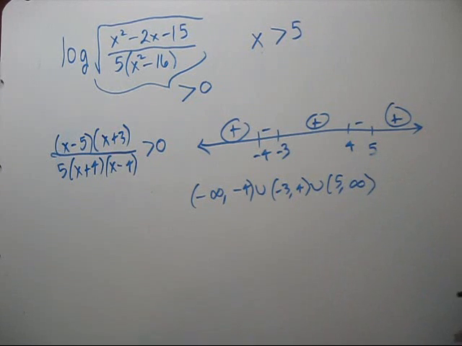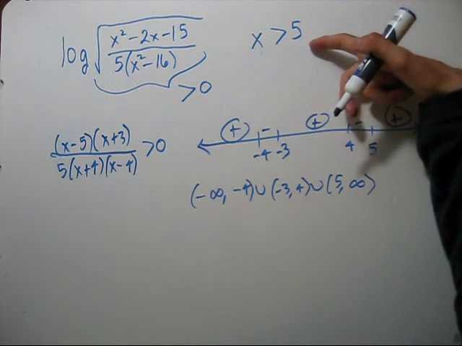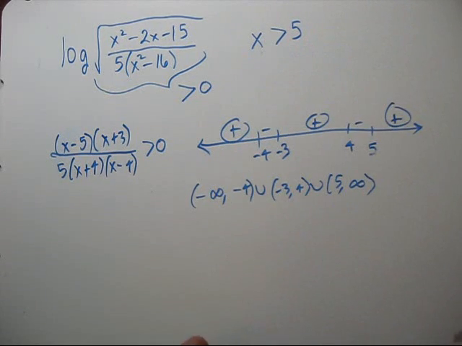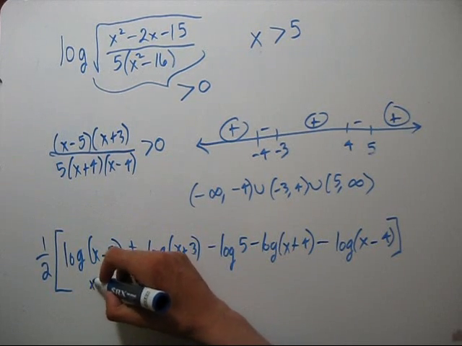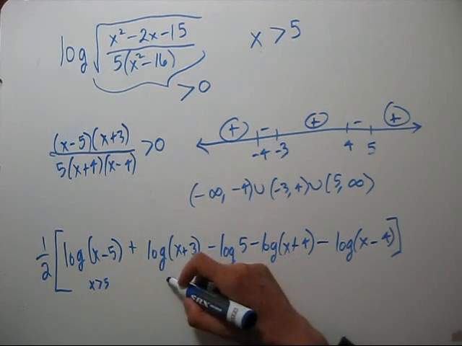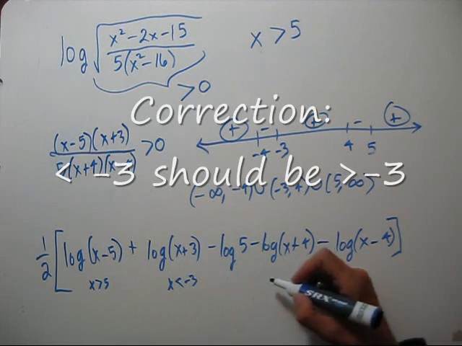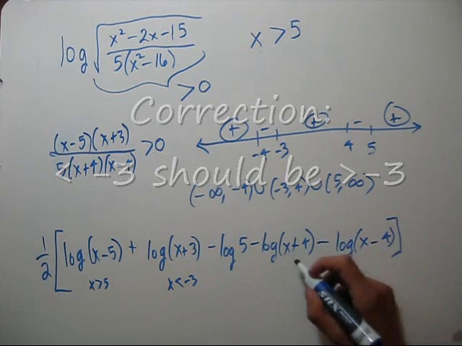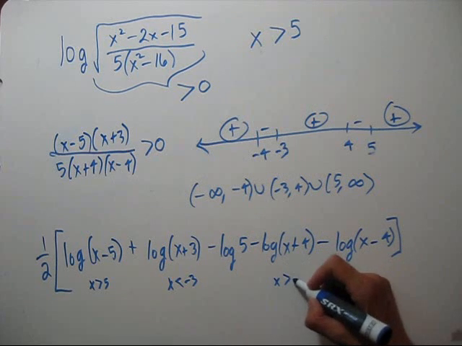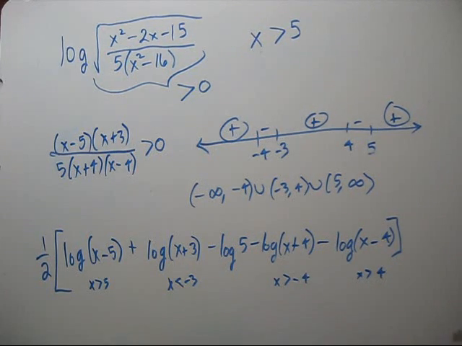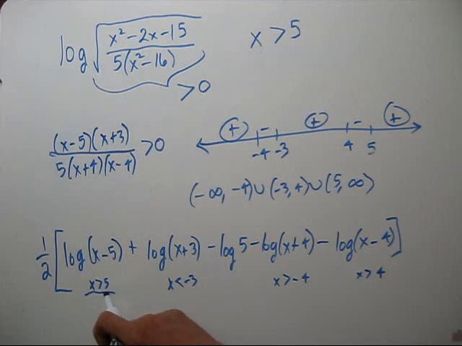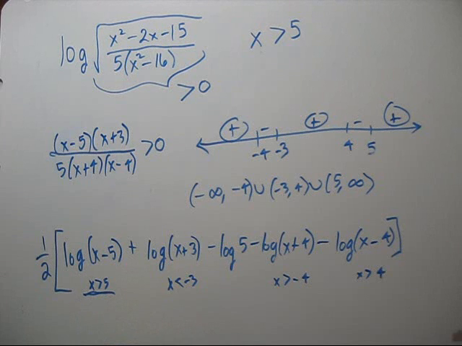So why then did we just have x greater than 5 in our problem? Well, let's look at our answer. This first log requires that x is greater than 5. This one requires that x is greater than -3. Log 5 is just a number. This one we need x greater than -4, and this one we need x greater than 4. So to be in the domain of all of these, we need the most restrictive one to be true. So that's why we needed the x greater than 5.